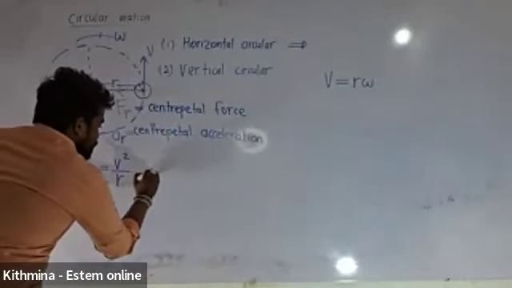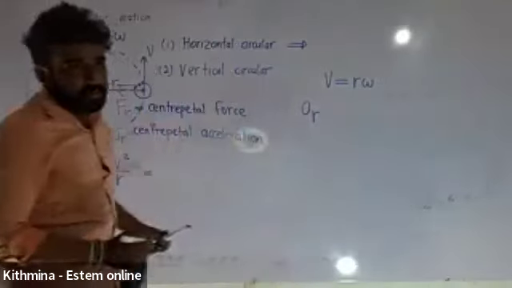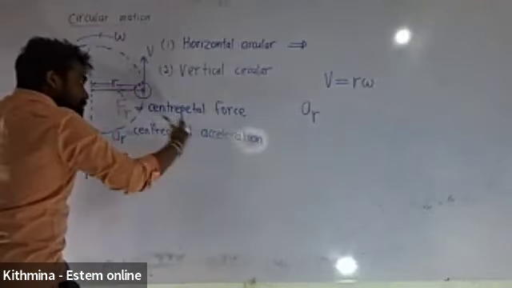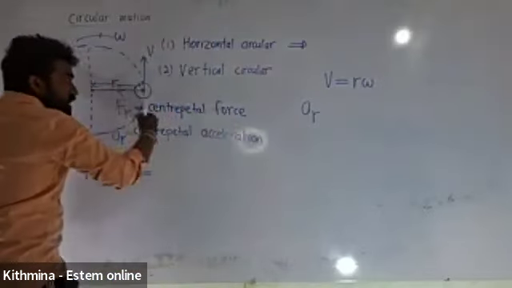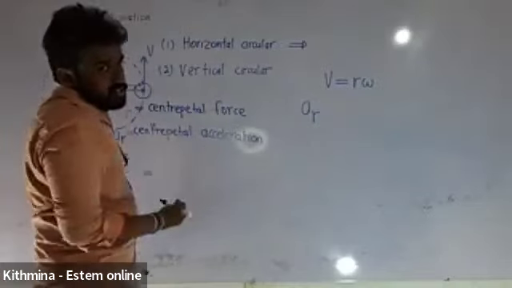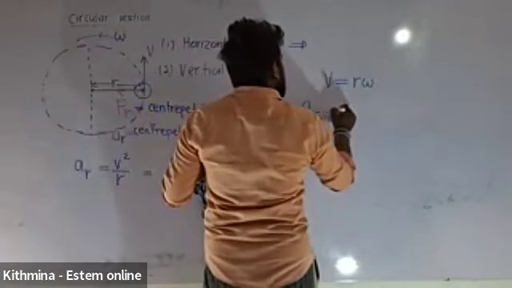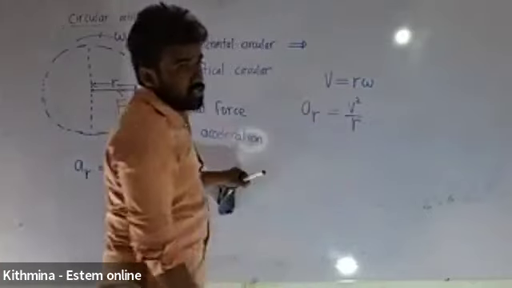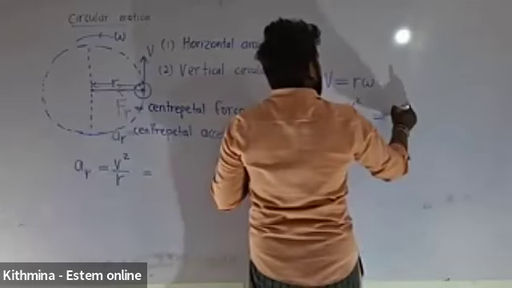We can apply these things here because AR is the centripetal acceleration. This centripetal acceleration creates the centripetal force in the radial direction, towards the center. The main equation is AR equals V squared over R, where V is the tangential velocity. Now we can substitute R omega for V.